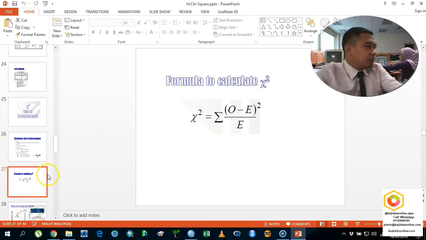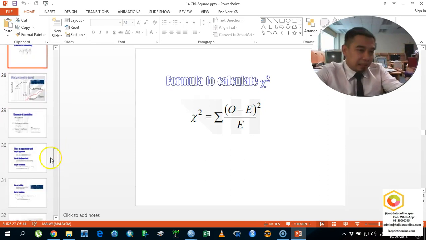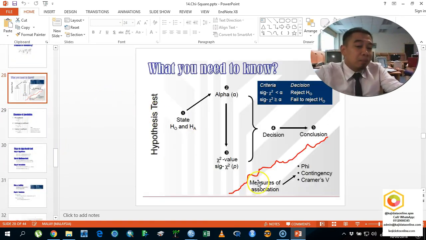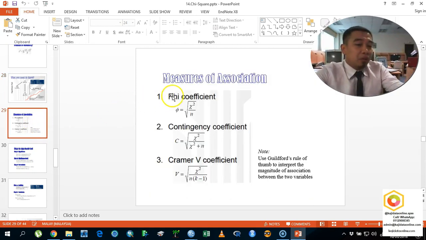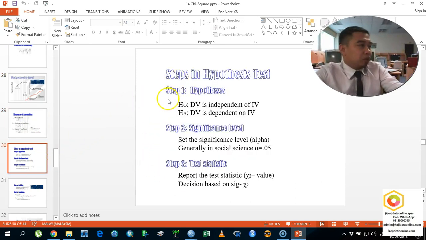We are using the same chi value, but we add one more measure of association here. The only difference is we tick this kind of statistical element. It is available in your data analysis package. Don't worry, I'm going to teach you how to obtain this. If you want to calculate manually, you can use this kind of formula. And then the hypothesis is as follows.